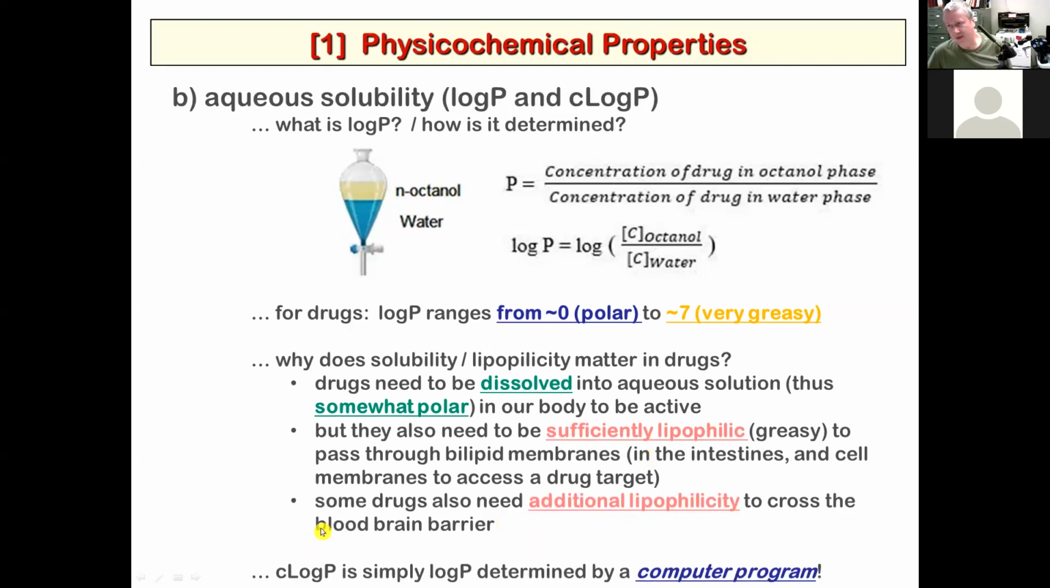So C log P, what is C log P? It's simply log P determined by a computer program, which is super cool because computer programs are ultra fast. You don't need to get your separatory funnel. You don't need to waste chemicals. You actually don't even need to use your substance. We just supply the chemical structure. We can get a pretty accurate C log P, which is super cool.